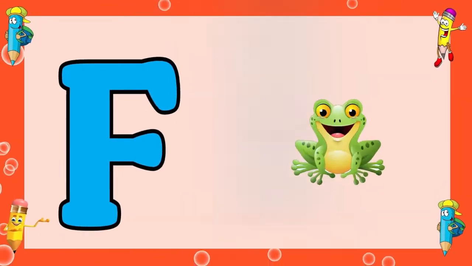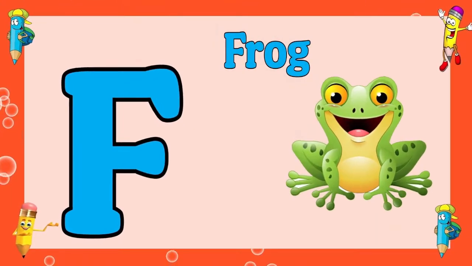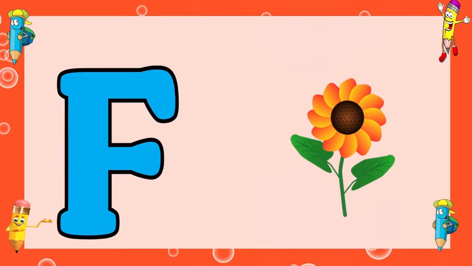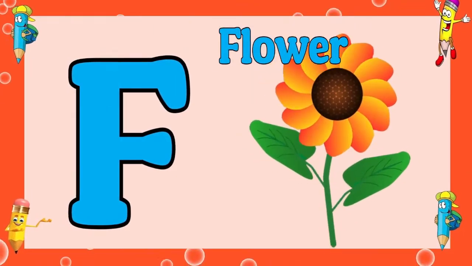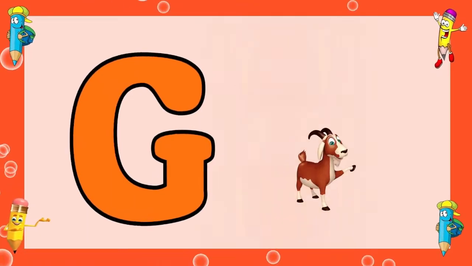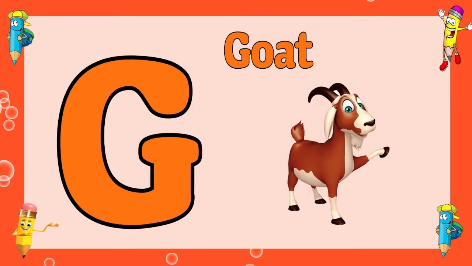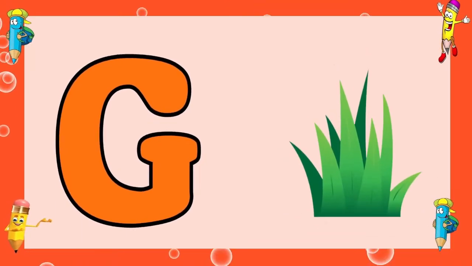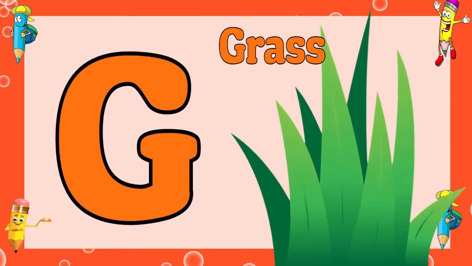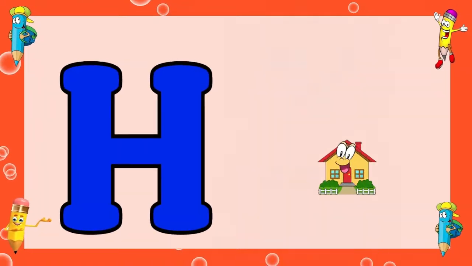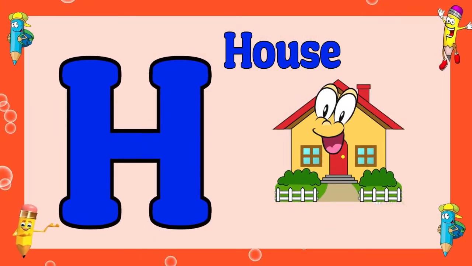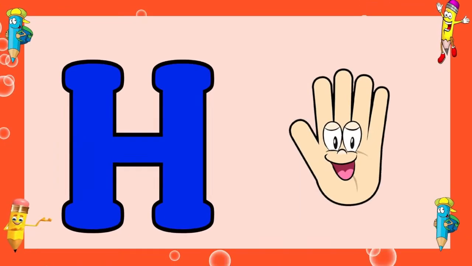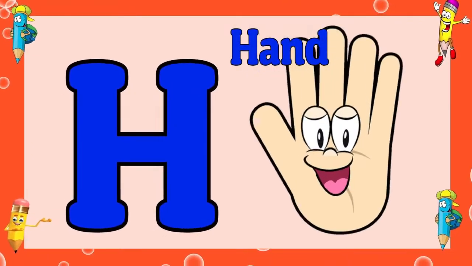F is for frog, frog. F is for flower, flower. G is for goat, goat. G is for grass, grass. H is for house, house. H is for hand, hand.